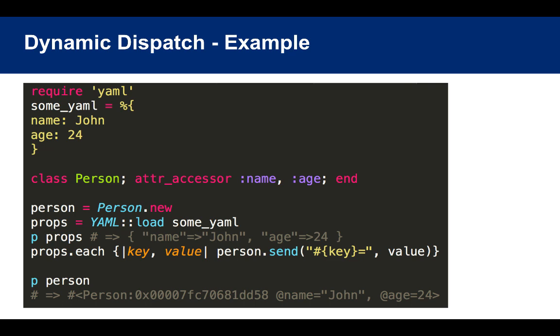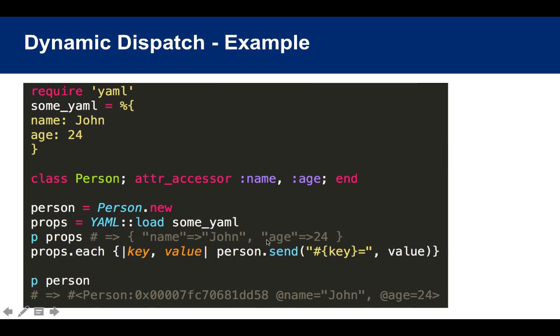So for example, you have some YAML. This is just how you define a string here, but you have name, John, and then age 24. You require the YAML module in Ruby, and then you have a person class, which lets you call the getters and setters on the name and the age. So you instantiate the person class, you load the some YAML variable as YAML, which gives you basically name John and age 24.